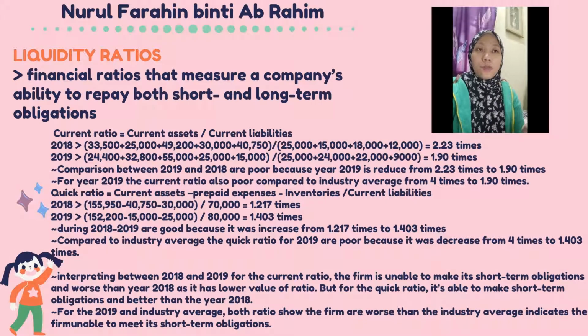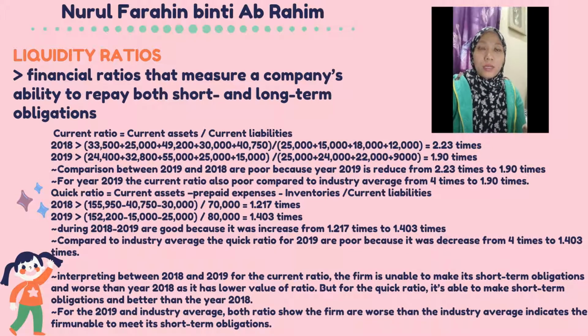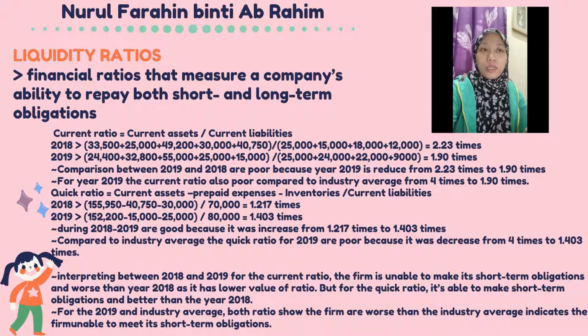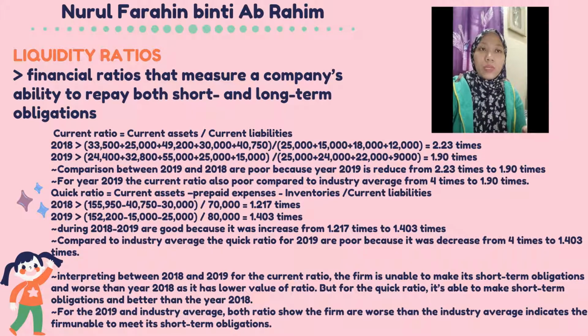As for my part, I will explain liquidity ratios. Liquidity ratios are financial ratios that measure a company's ability to repay short and long-term obligations. Common liquidity ratios include the current ratio, quick ratio, and net working capital ratio. The current ratio measures a company's ability to pay off short-term obligations. The quick ratio measures the company's ability to pay off short-term liabilities with quick assets. And the last one, the net working capital ratio, measures a company's ability to pay off short-term liabilities with net working capital assets.